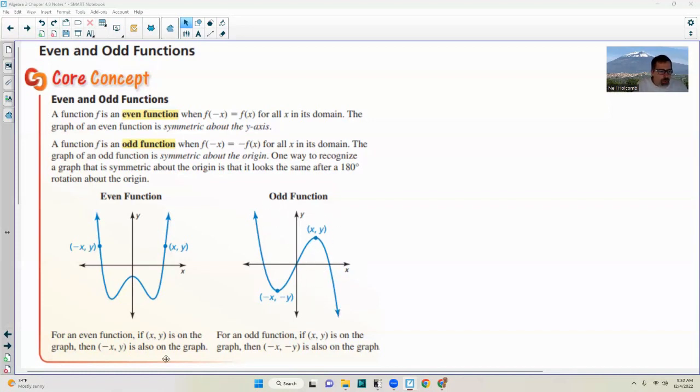Okay, so for an even function, if x comma y is on the graph, then negative x comma y is on the graph, because that's how we reflect across the y-axis. If you remember your geometry last year, for an odd function, if x comma y is on the graph, then a 180-degree rotation will make x negative and y negative. So if this is the point 2, 3, negative 2, negative 3 is a 180-degree rotation of the point 2, 3. So let's take a look at that in the next example.